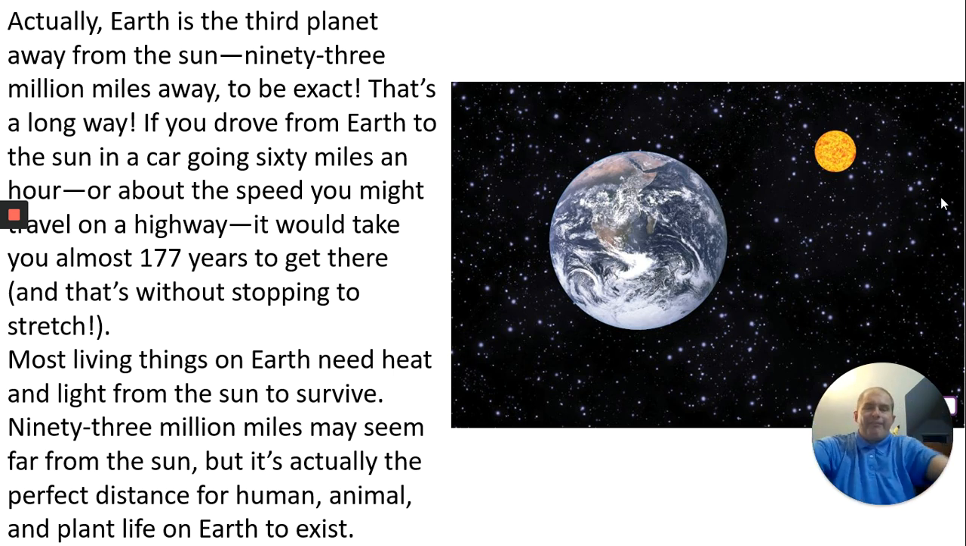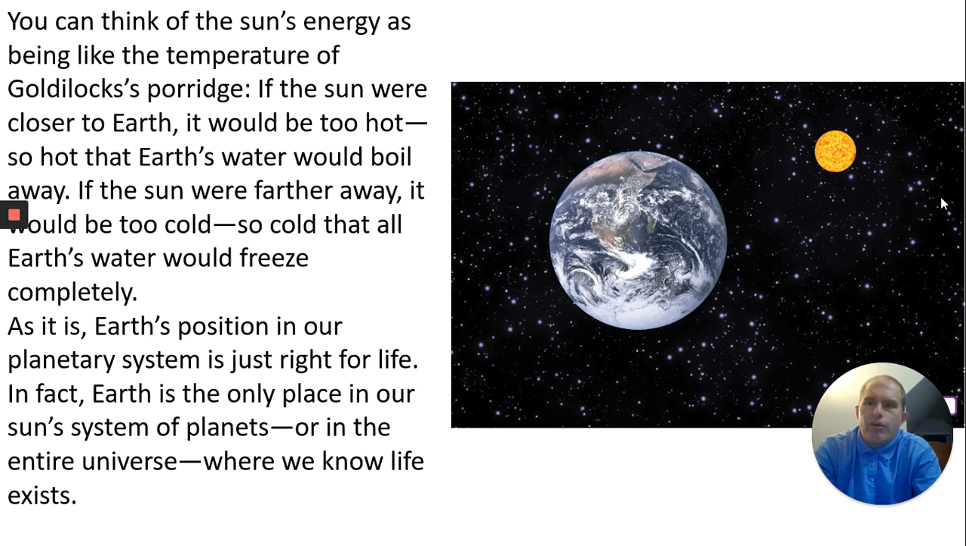Most living things on Earth need heat and light from the sun to survive. 93 million miles may seem far from the sun, but it actually is the perfect distance for human, animal, and plant life on Earth to exist. You can think of the sun's energy as being like the temperature of Goldilocks' porridge. If the sun were closer to the Earth, it would be too hot. So hot the Earth's water would boil away. If the sun was further away, it would be too cold. So cold that all of Earth's water would freeze completely. As it is, Earth's position in our planetary system is just right for life.